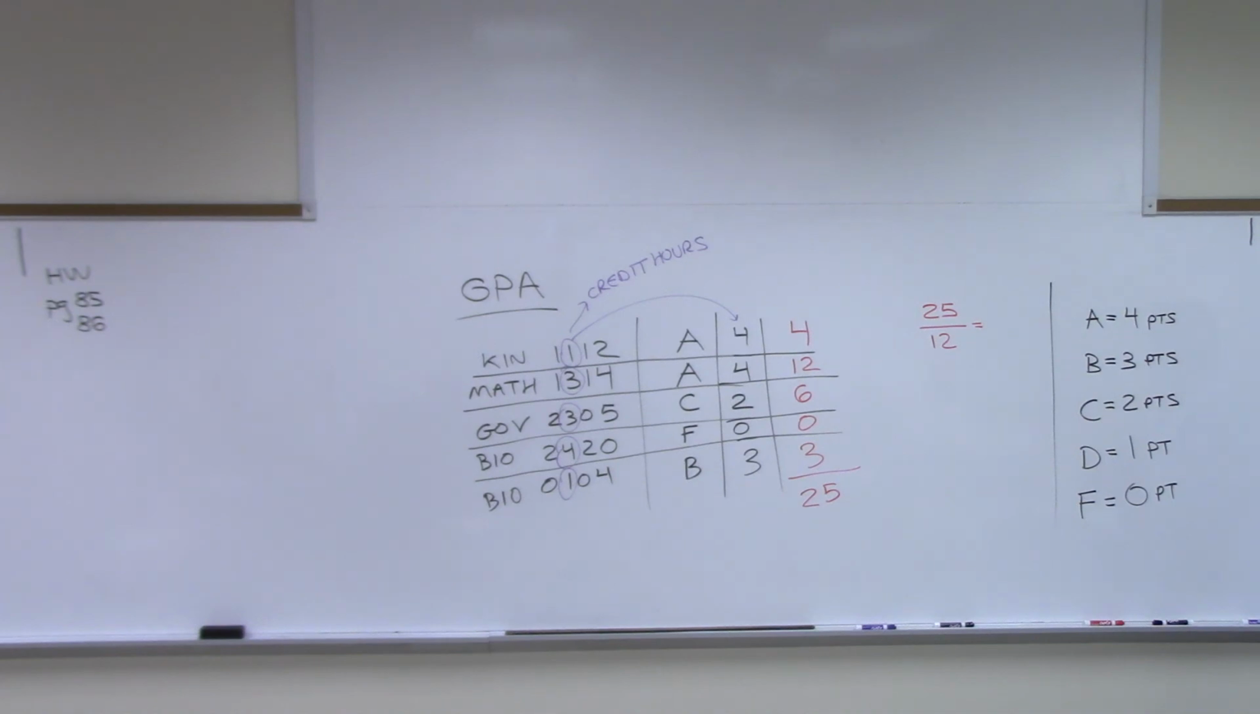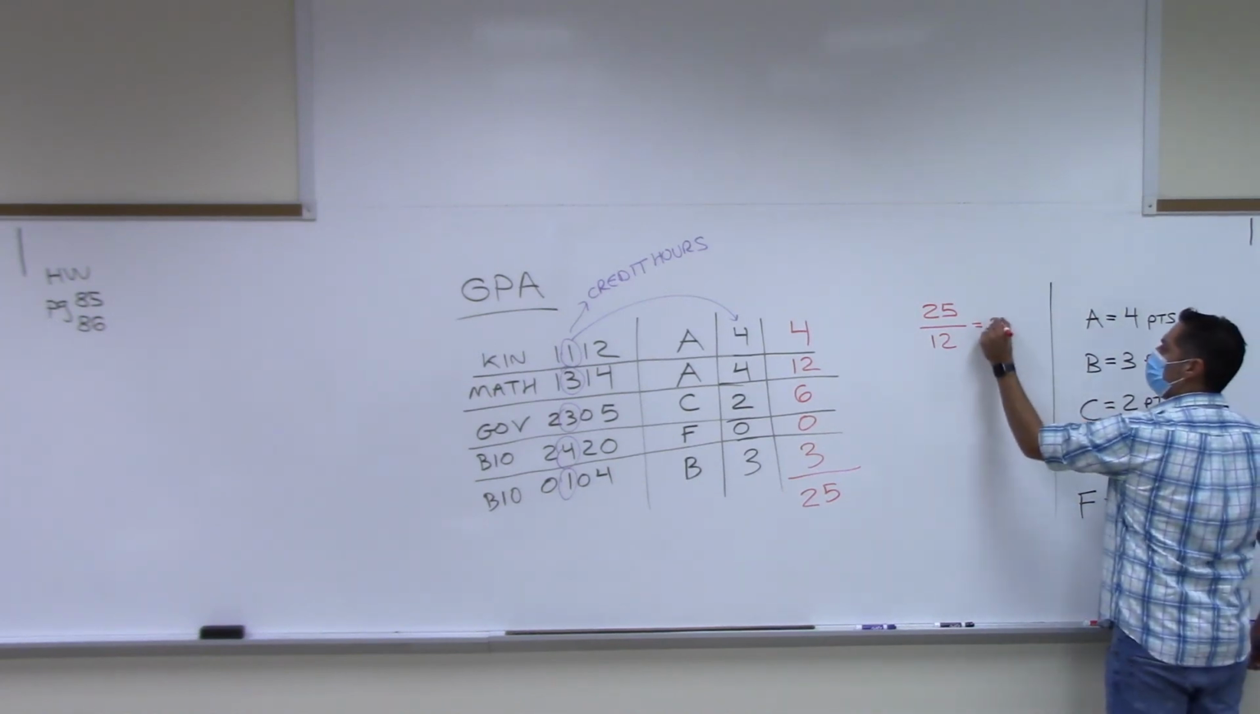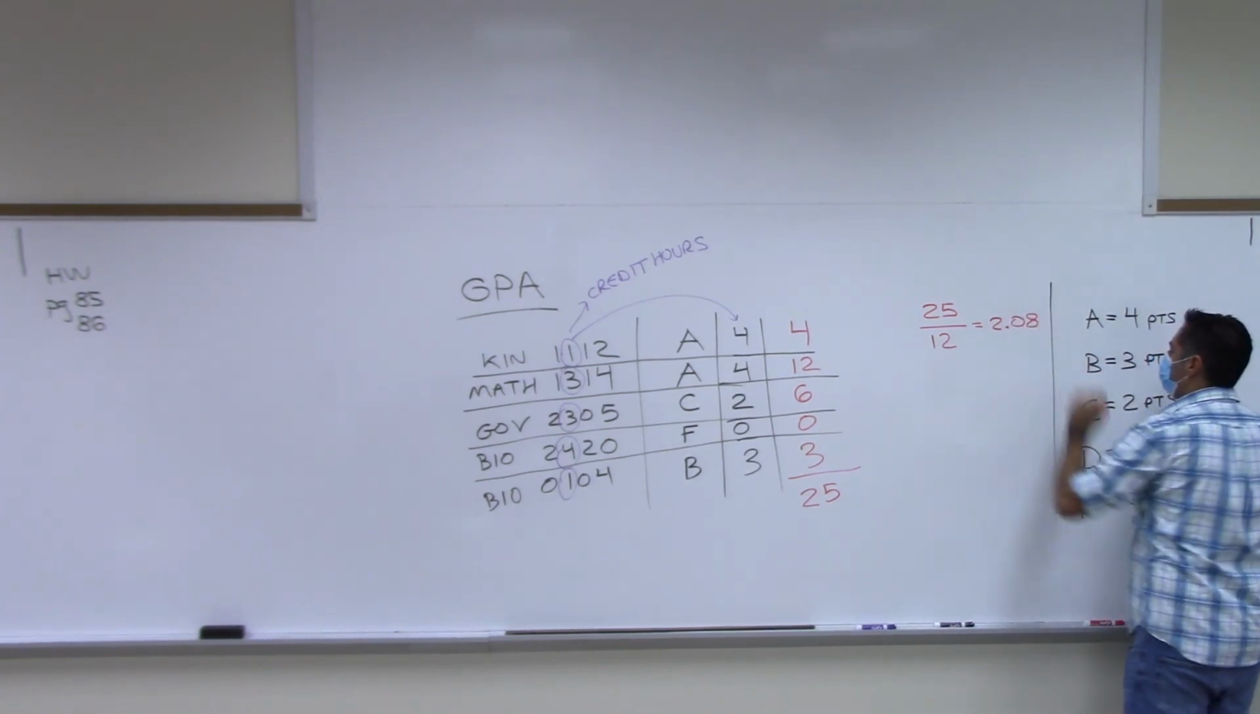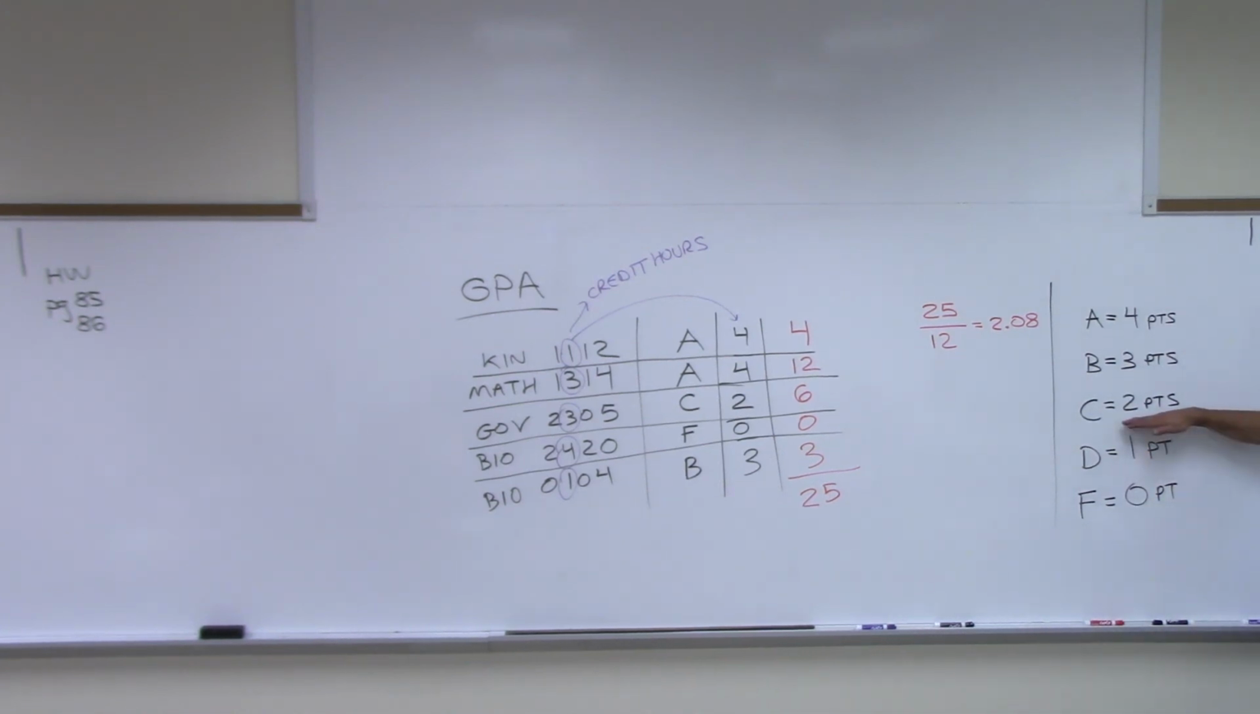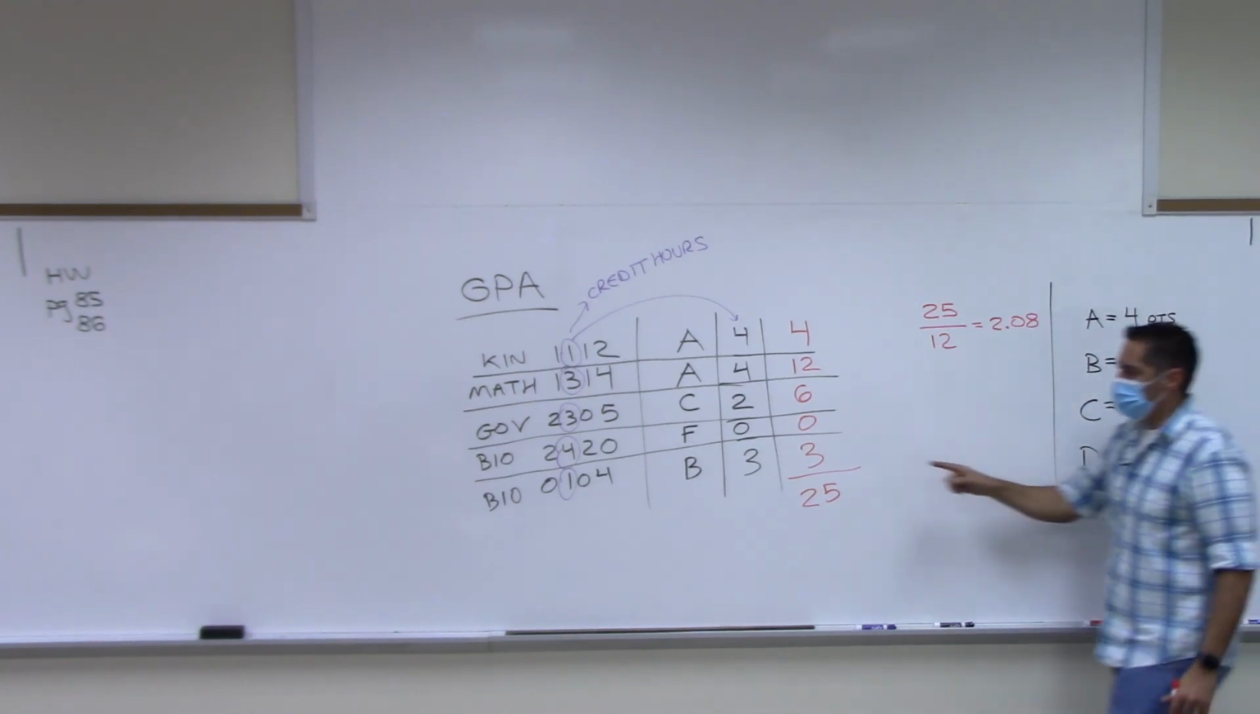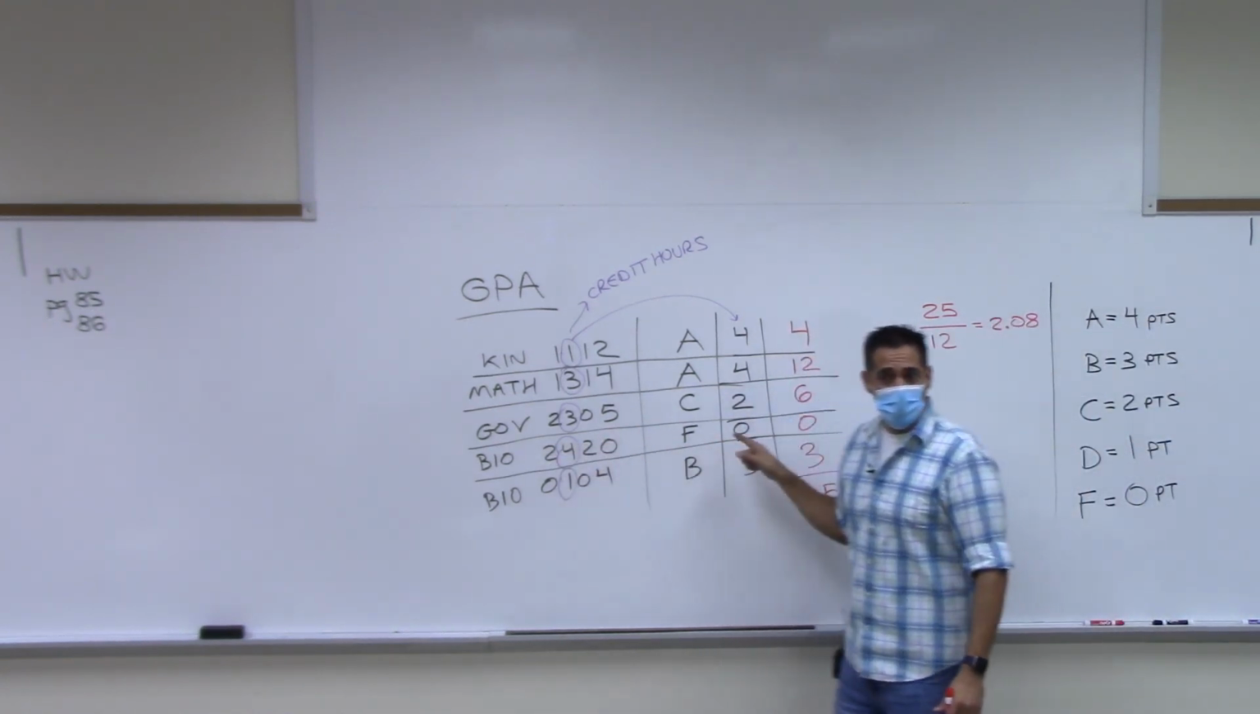2.08, which means that you're roughly a C student. You're roughly a C student. And the reason is because that F basically destroyed your GPA.